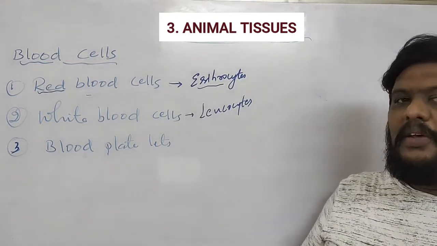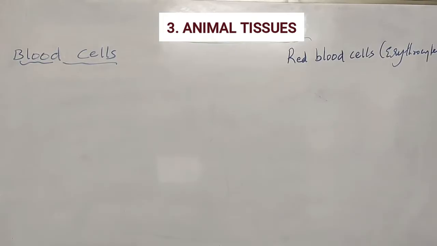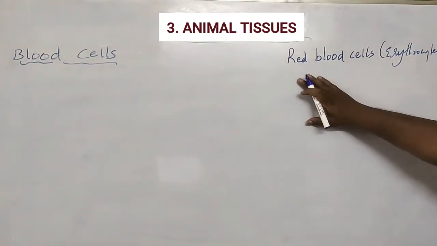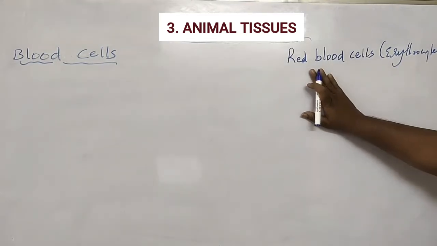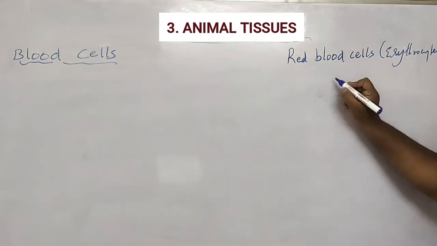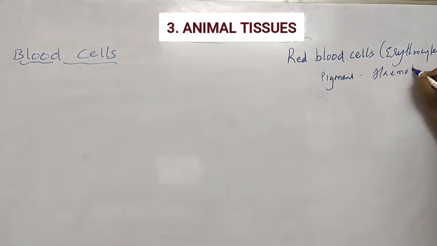So first of all, we will study the red blood cells. As the name suggests, children, RBC, that is red blood cells, are also called erythrocytes, and they are red in color. Now the question arises, why is it red in color? They are red in color because there is a pigment present in them, which is called hemoglobin.